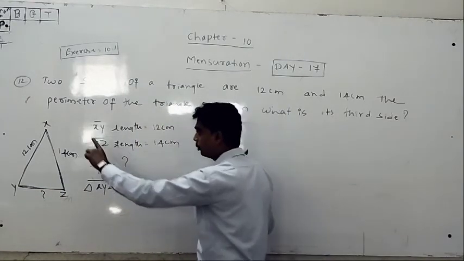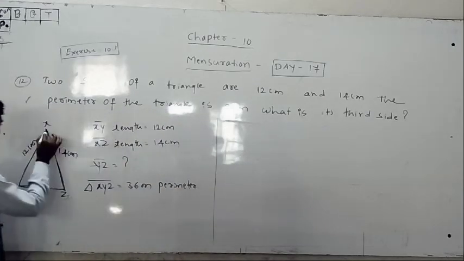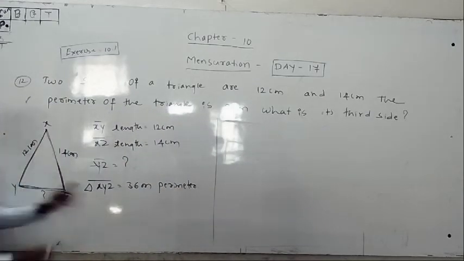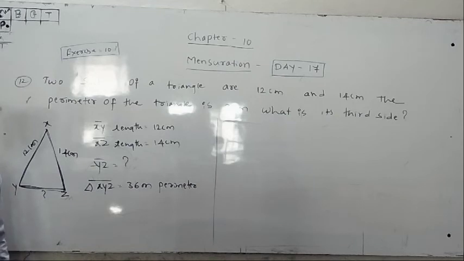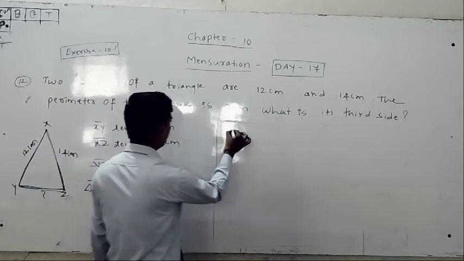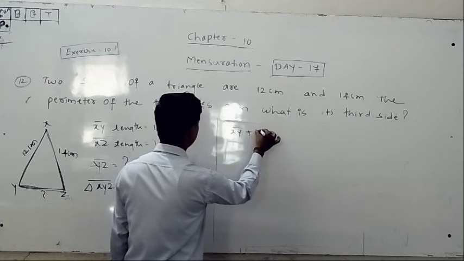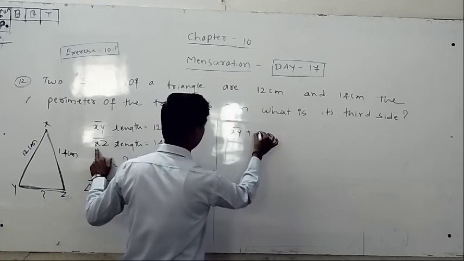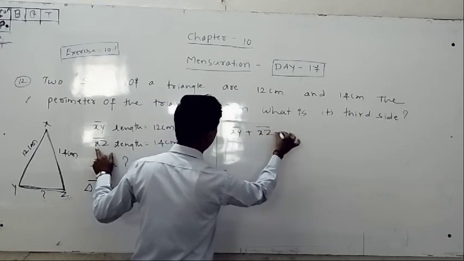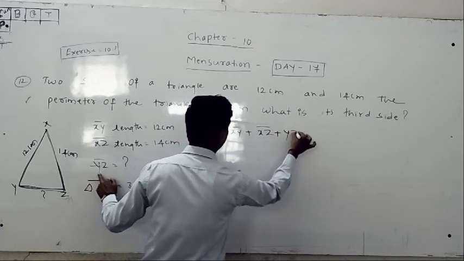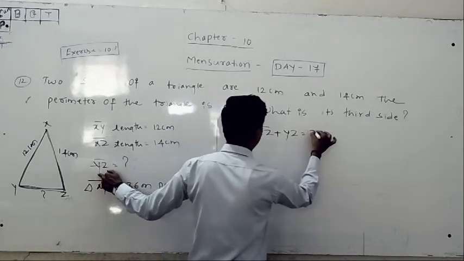But they have given the total perimeter of this figure. Total perimeter of this figure is 36 meters. Then you have to do it here: XY plus XZ plus YZ is equal to 36.